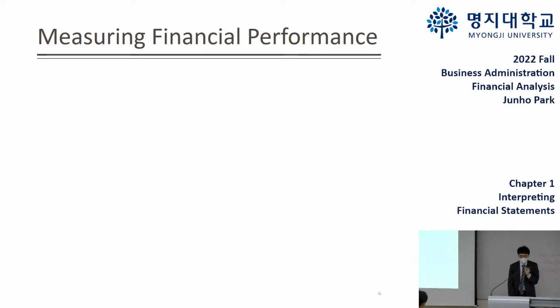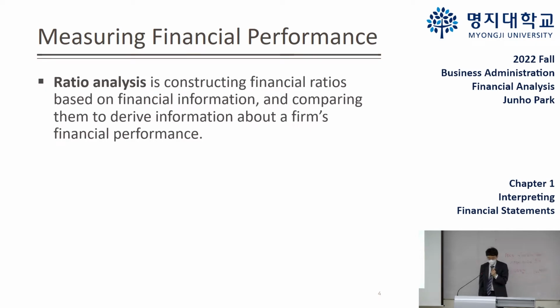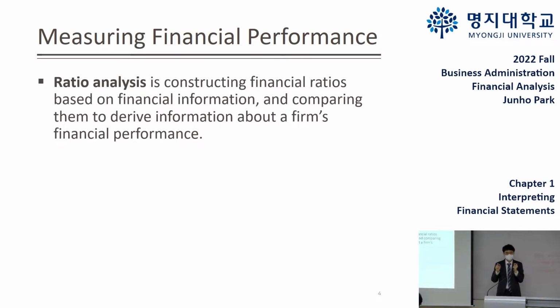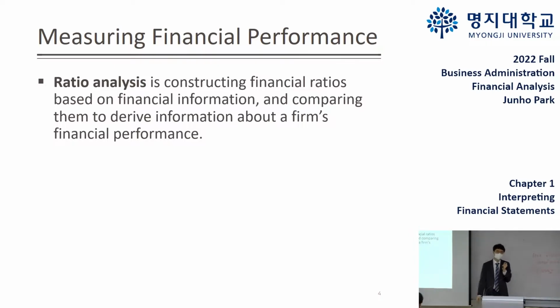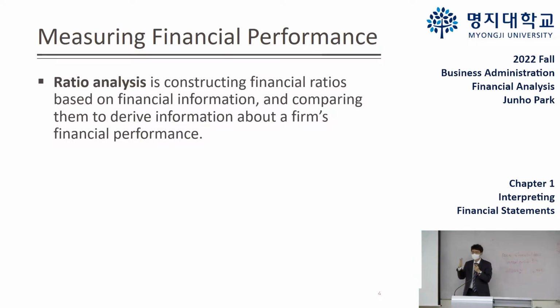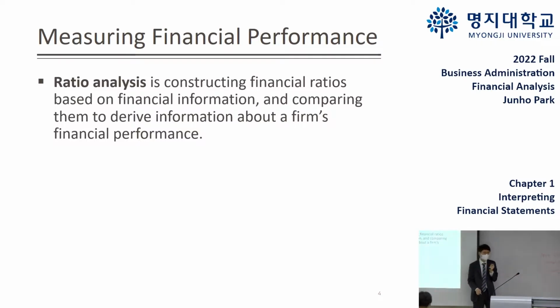Okay, and we are going to use those ratios, and this is called ratio analysis. We try to construct ratios by dividing some numbers by other numbers written on the financial statements, and then we try to compare different ratios. And this is called ratio analysis. The reason we are doing this is because we want to know the financial performance of a firm.